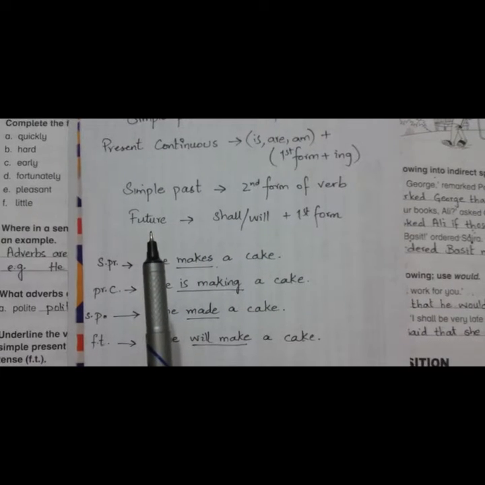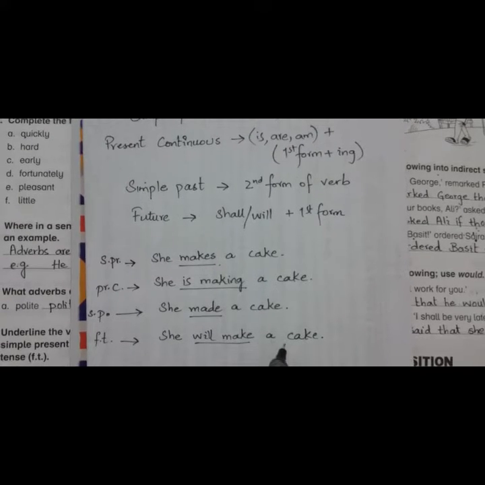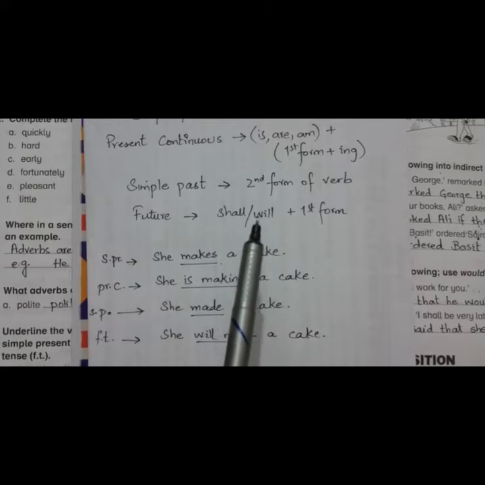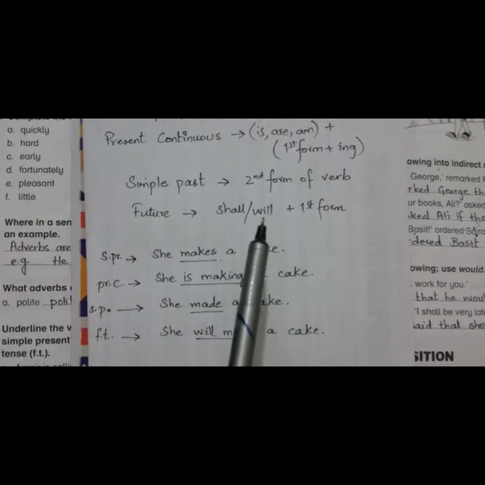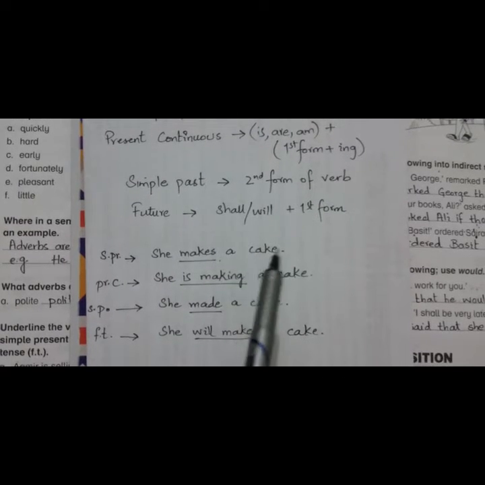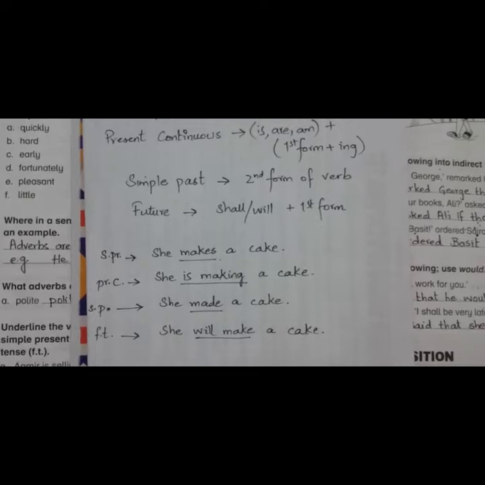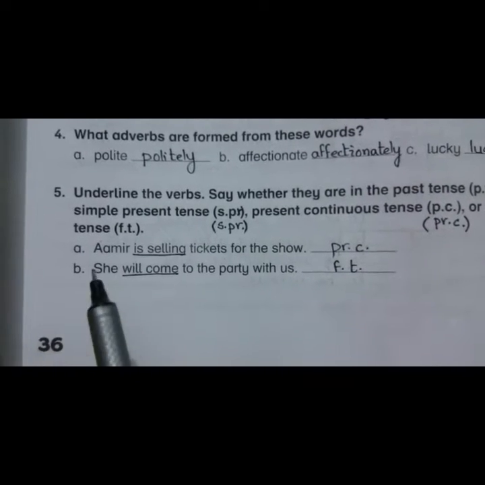And if I will change it into future tense, the same sentence, it will be she will make a cake. I have used will with first form of verb that I have explained you before, will or shall with first form of verb. We mostly use will with a lot of sentences. So she will make a cake. So this was a quick description of our question number 5. Let's see what we have in the first one.